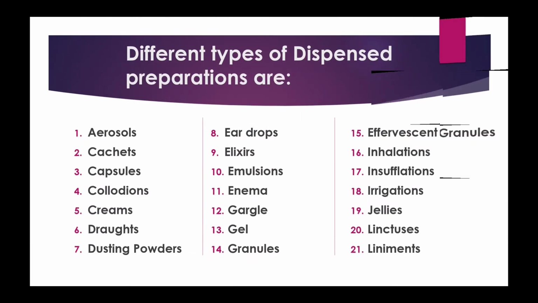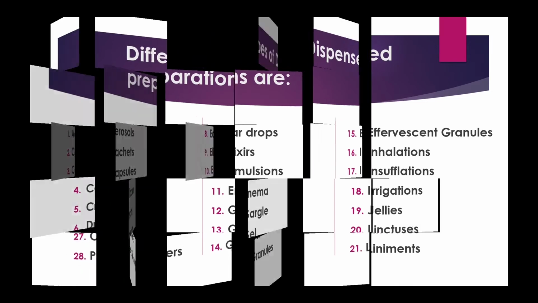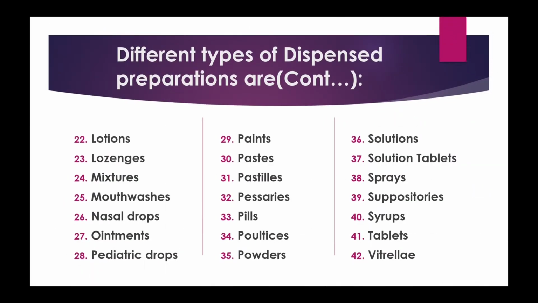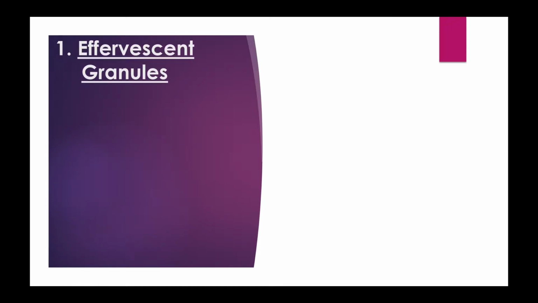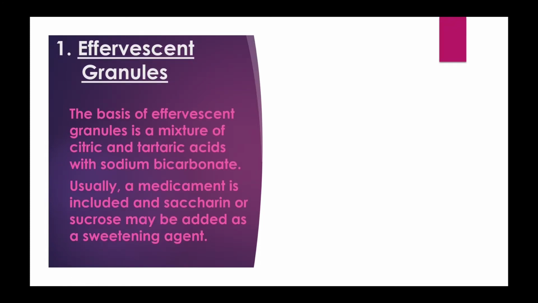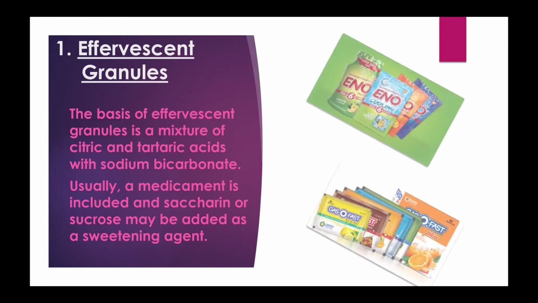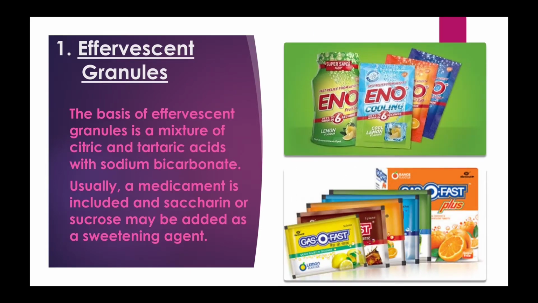This slide is just for your information, in which 42 different types of dispensed preparations are mentioned. Please go through it. Let's start. Effervescent granules. The basis of effervescent granules is a mixture of citric and tartaric acid with sodium bicarbonate. Usually a medicament is included and saccharin or sucrose may be added as a sweetening agent. So let's see the example. Eno and Gasofast are both examples of effervescent granules.